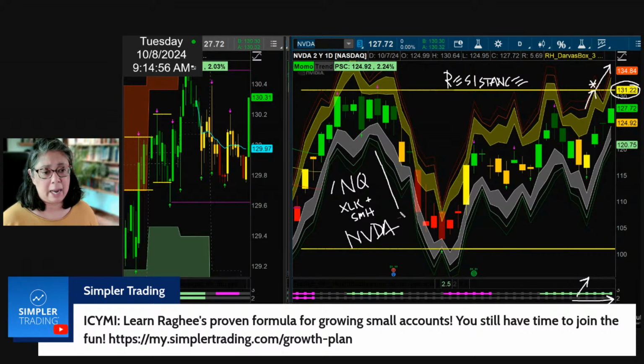All right, so that's what alignment will look like, or what we like to call index sector stock, a top-down look. If those things are all moving together, there's a really good chance that NVIDIA could bust up through this level at 131.20. Otherwise, there's a real risk that this is temporarily overbought.